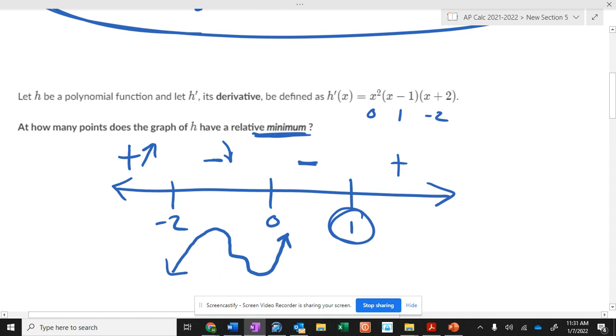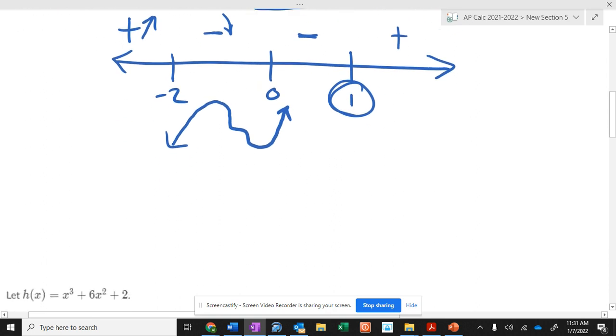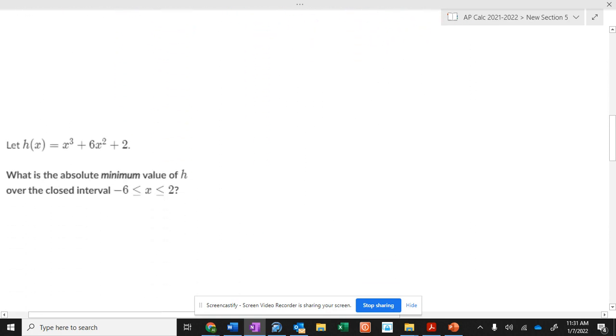Now, quick little hint here. If it's squared, it's not going to change signs. If it's an even exponent, it's not going to change signs. If it's an odd exponent, it is going to change signs. So the first power should change, even should not change. Got it? So that's how to find relative minimums.